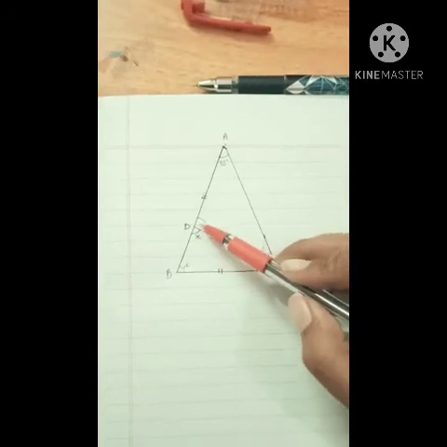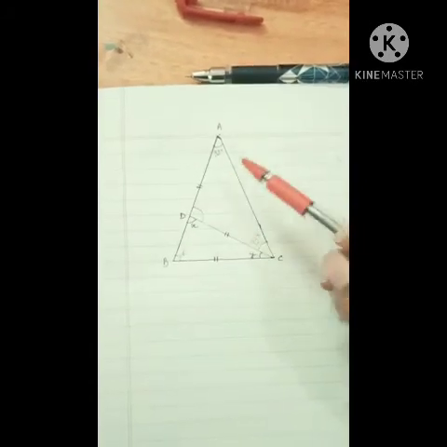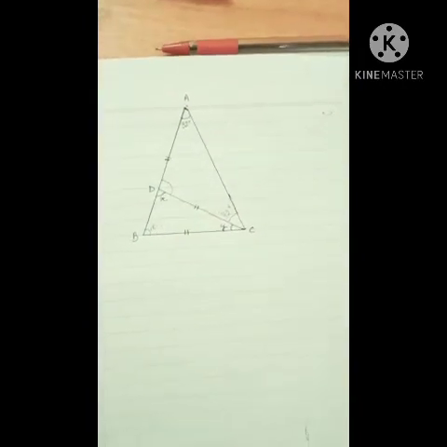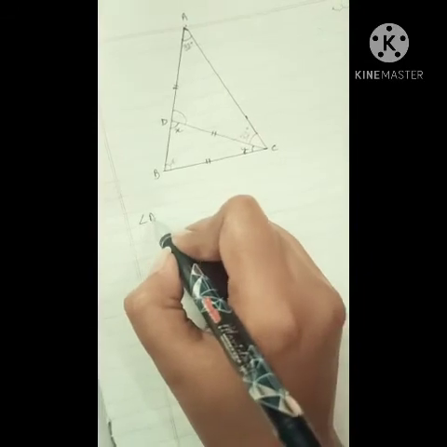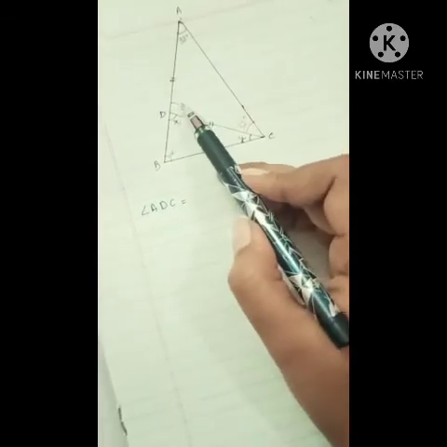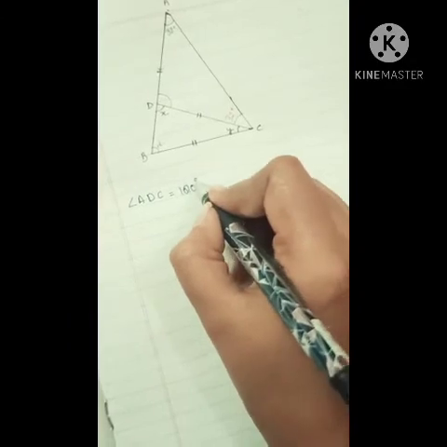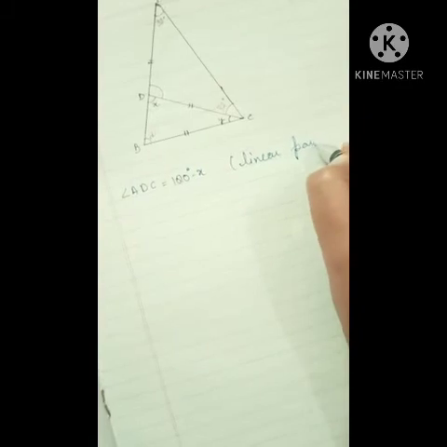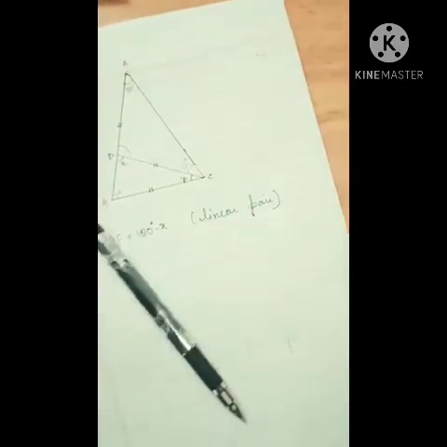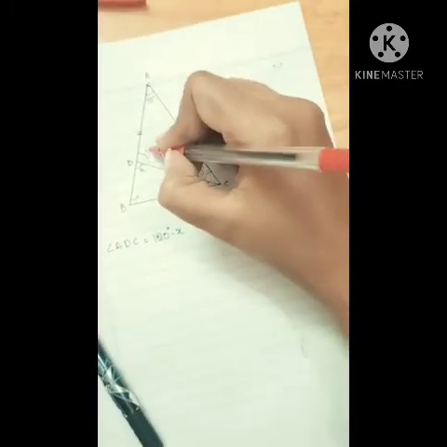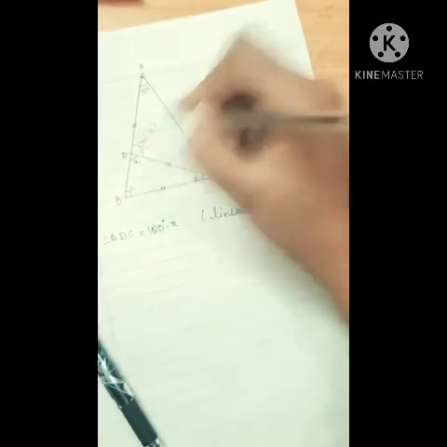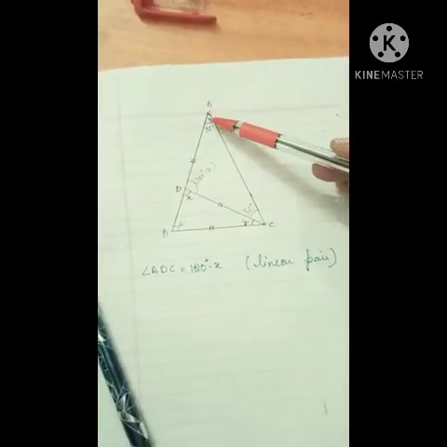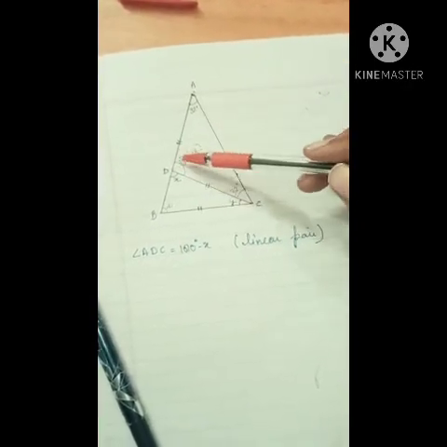As you can see here that both the angles are forming a linear pair. So we find the angle ADC. So what is angle ADC equal to? 180 degree minus x, linear pair. Okay, so this angle is equal to what? 180 degree minus x. Now see this triangle. In this triangle we will apply angle sum property.